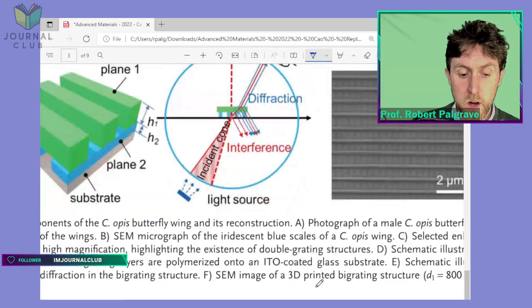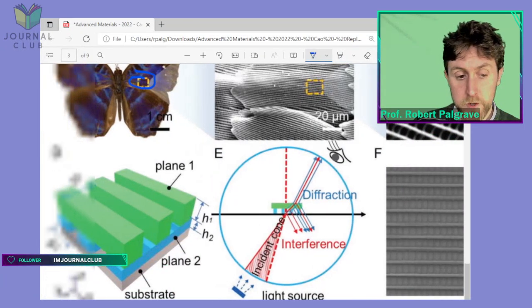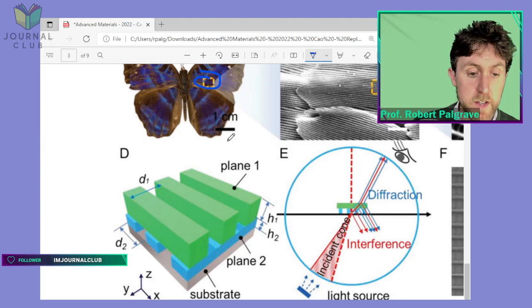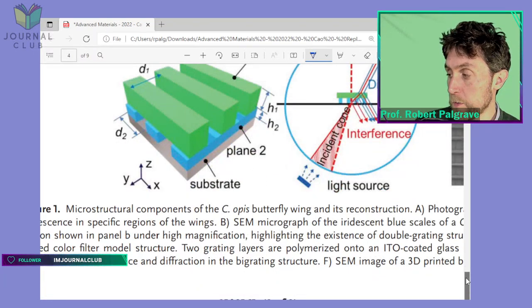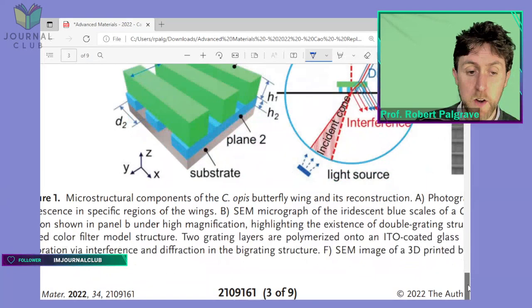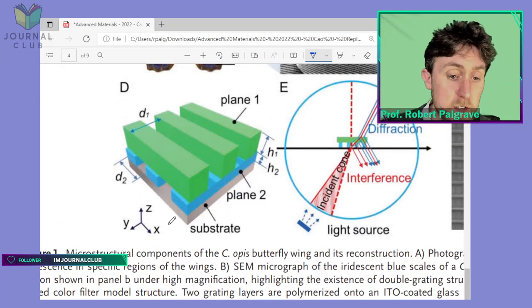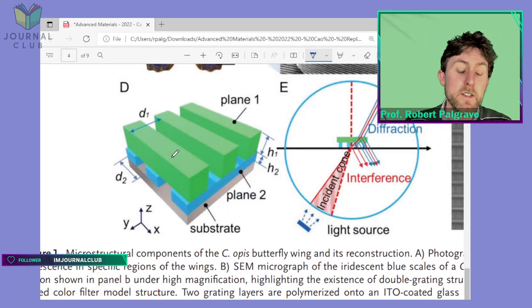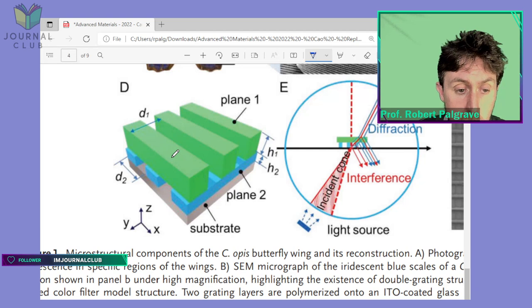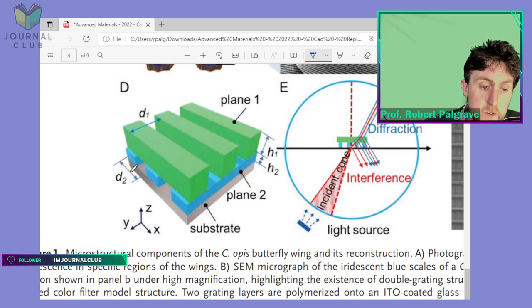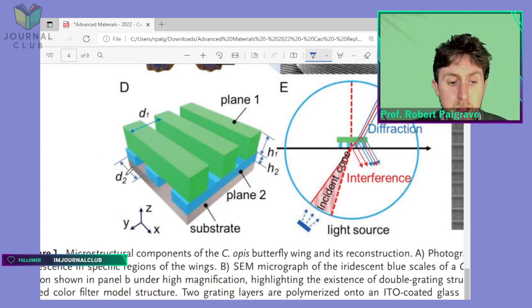What the authors of this paper essentially did was to produce their own artificial version of these gratings. They had two planes placed on top of a substrate. The substrate is just the underlying material to hold it up. Each of the planes has its own range of properties. Each plane is a grating in a perpendicular direction, just like we saw on the microscope image a while ago. Each has a spacing between the gratings, so the periodicity, and it also has a height. So it has two independent properties, the size of the grating, the spacing, and the height of the grating.